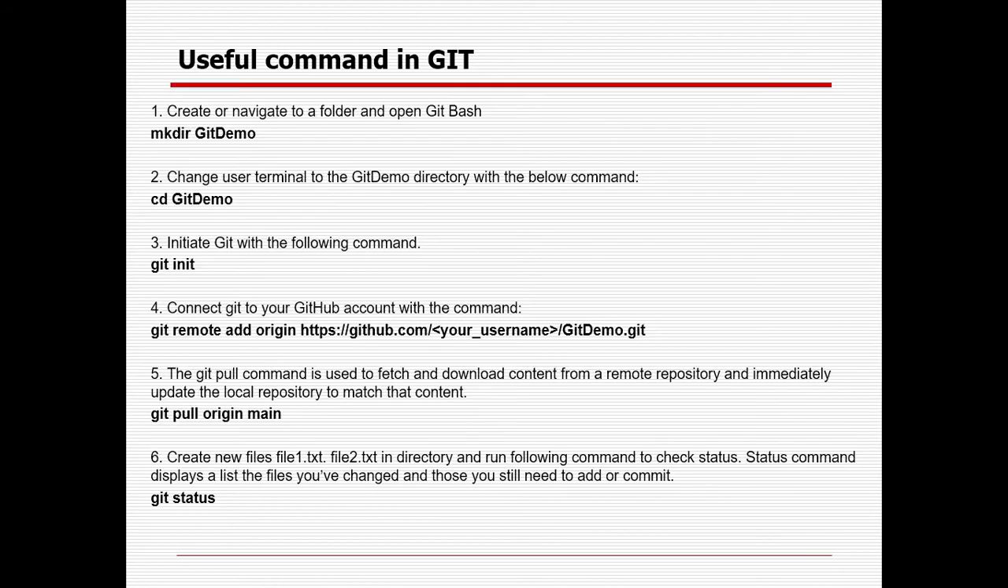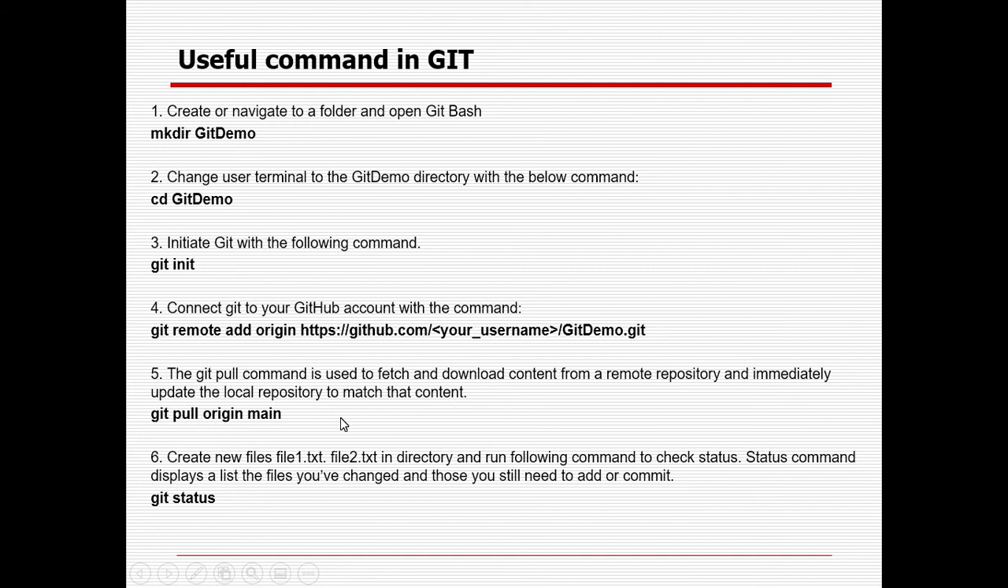After that, we need to use the git pull command, so that we can pull the code from the repo. We can call the repository and download the content into your local repository. The git pull command is used to fetch and download content from a remote repository and immediately update the local repository with that content.